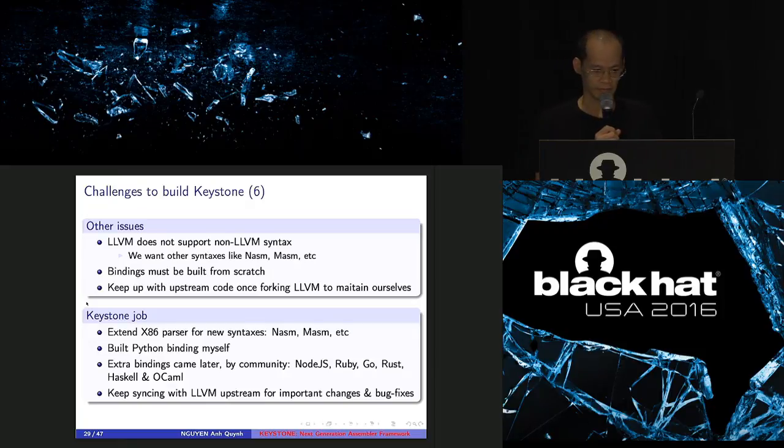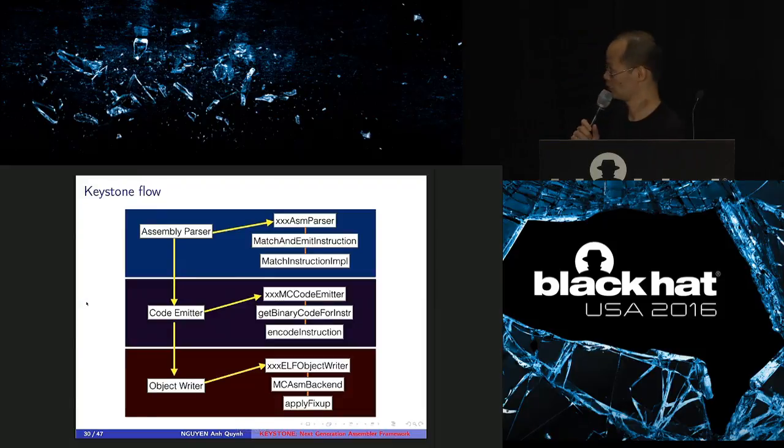Another issue is that LLVM doesn't support non-LLVM syntax, and there are no bindings inside LLVM. So what I had to do is extend the x86 parser to support new syntax like NASM or MASM, and I built all the bindings from scratch. So Keystone has bindings for Ruby, Python, JavaScript, Go, Rust, Haskell, and even OCaml. And here's the flow of Keystone. We have the parser, we have the code emitter, and we have the linker at the last phase.